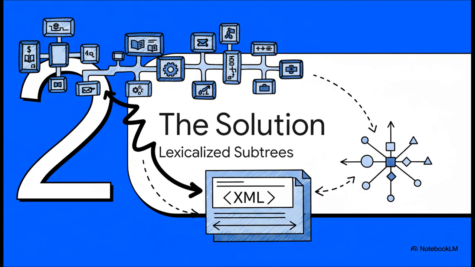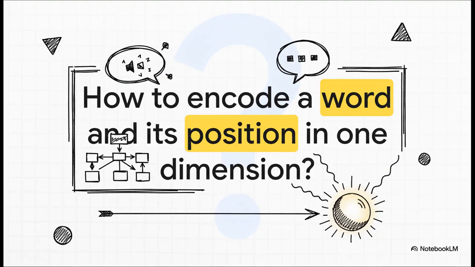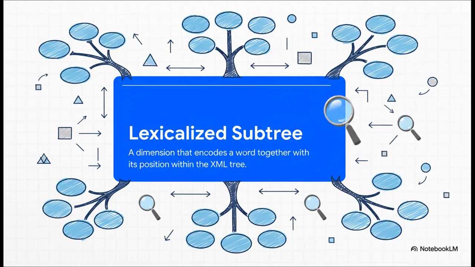So, if ignoring the structure is the problem, then obviously the solution has to involve understanding it. And this is where things get really cool. A very clever concept called lexicalized subtrees comes into play. Okay, so this is the central puzzle, right? How on earth can we create one single piece of information that captures both the word itself and its unique location within that document's hierarchy? How do you combine the content and the context all in one go? And the answer, the real hero of our story here, is the lexicalized subtree.